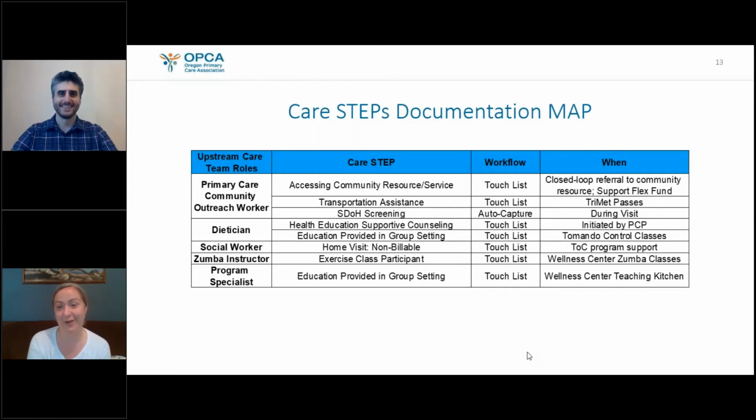Thanks so much, Charles, for walking us through the potential staff members that could be delivering care steps. It's so nice to see things mapped out according to how things work at Virginia Garcia.